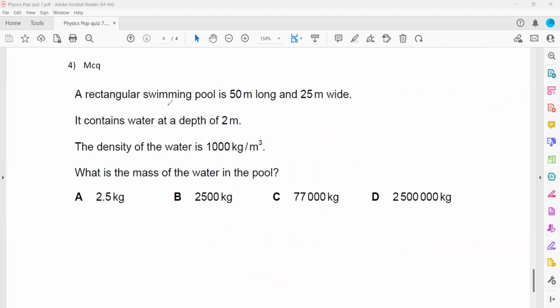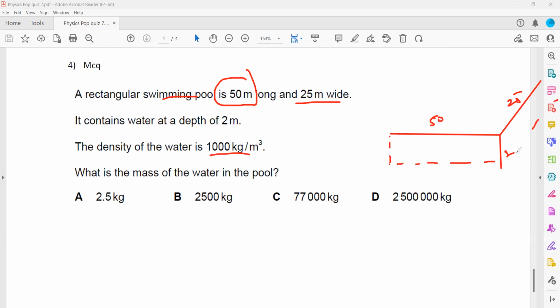In question 4, there is a rectangular swimming pool which is 50 meters long, 25 meters wide and 2 meters deep. So we have the dimensions of the swimming pool: 50, 25, and 2. And the density of water is 1000.